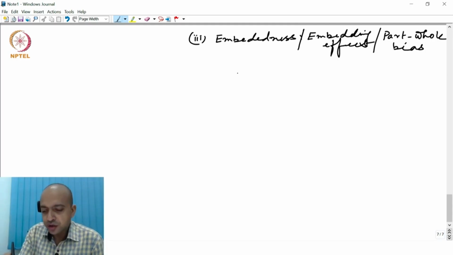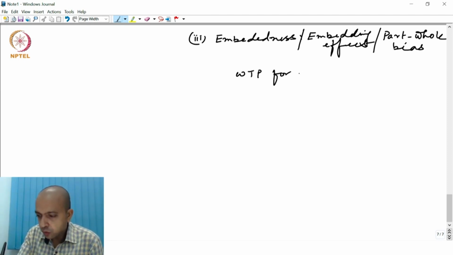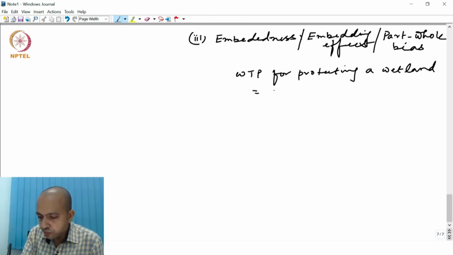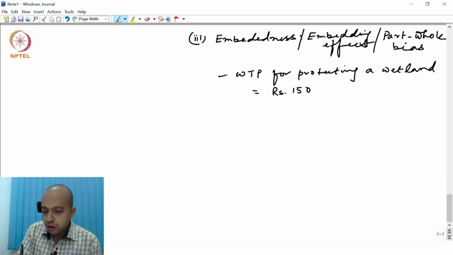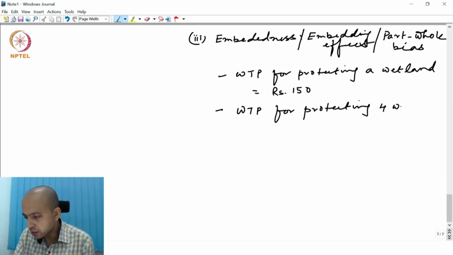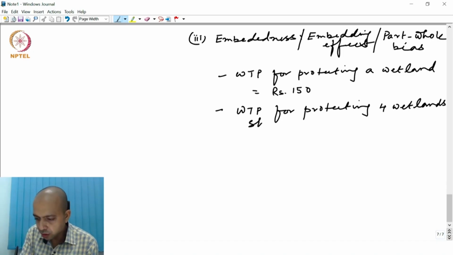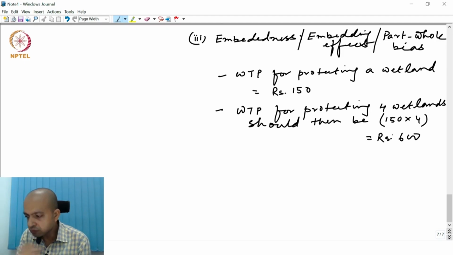See, when I ask the respondents their willingness to pay, let's say for protecting a wetland, let's say it equals rupees 150. Now, willingness to pay for protecting four wetlands should then be 150 times 4 equals rupees 600, isn't it?